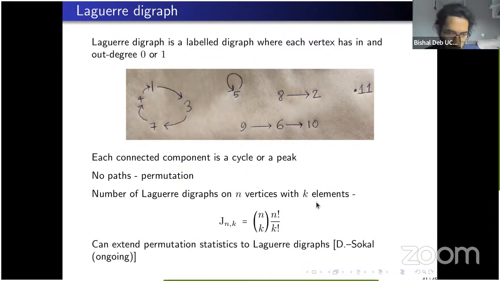And this is still ongoing work. We can extend our permutation statistics from permutations to Laguerre digraphs. So again, let me repeat, Laguerre digraphs are a generalization of permutations, and we can extend permutation statistics from permutations to Laguerre digraphs.